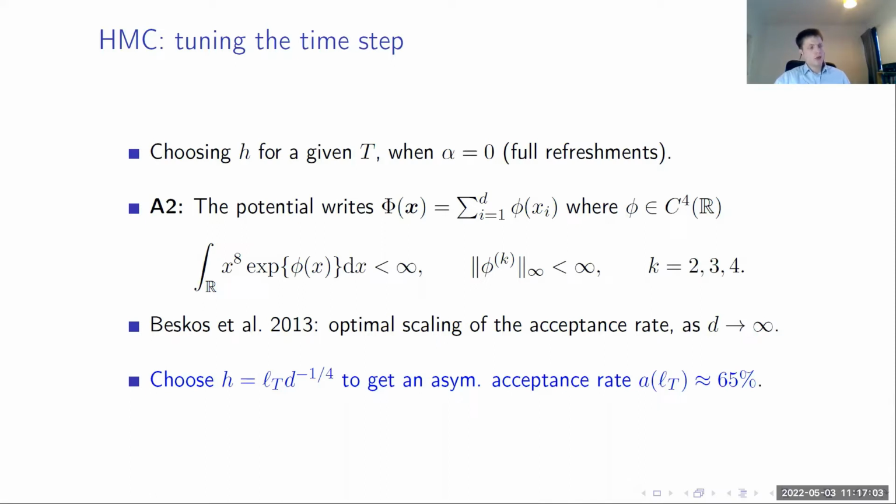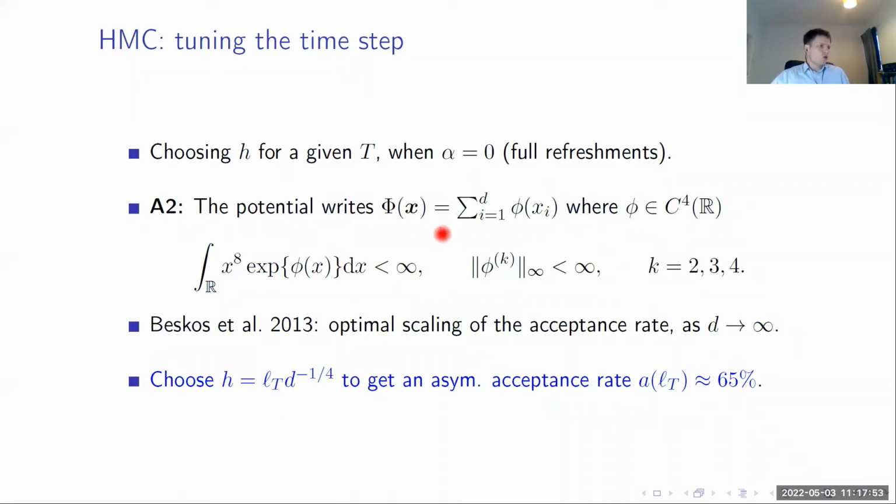The first one is a result by Beskos and co-authors in 2013. And it relates to a series of papers on the scaling limits of MCMC algorithms. Right. So what is the goal here? Well, the goal is to study the acceptance rate of the MCMC algorithm. As we discussed, there is a Metropolis-Hastings correction, and so there is an accept-reject test at each iteration, and we would like to know how this acceptance rate behaves when dimension goes to infinity. Right? How can we choose a time step such that the acceptance rate does not go to 0 and the algorithm gets stuck, right?